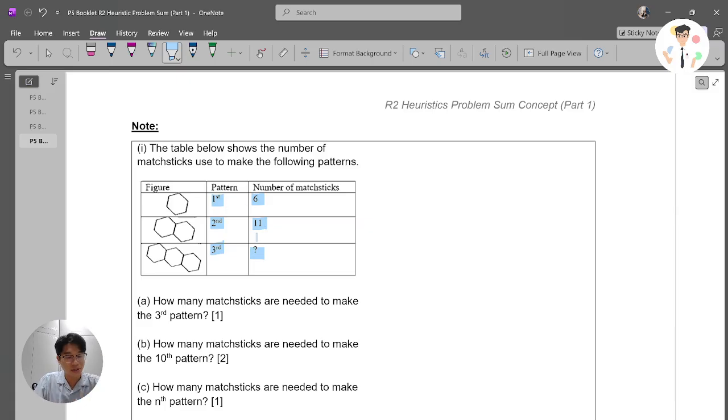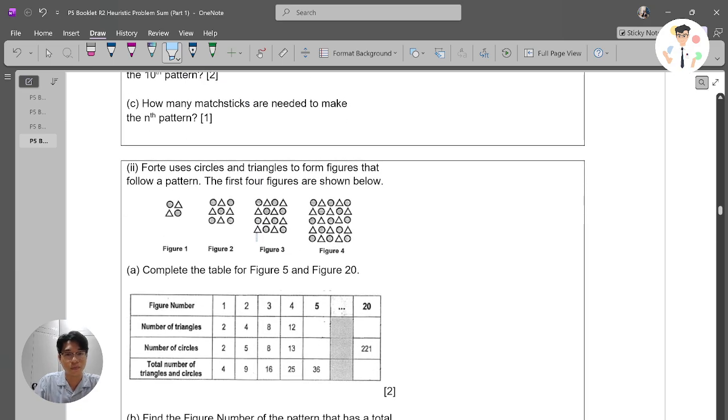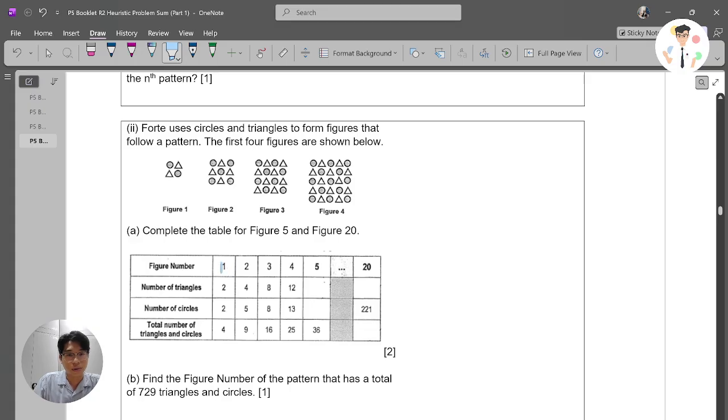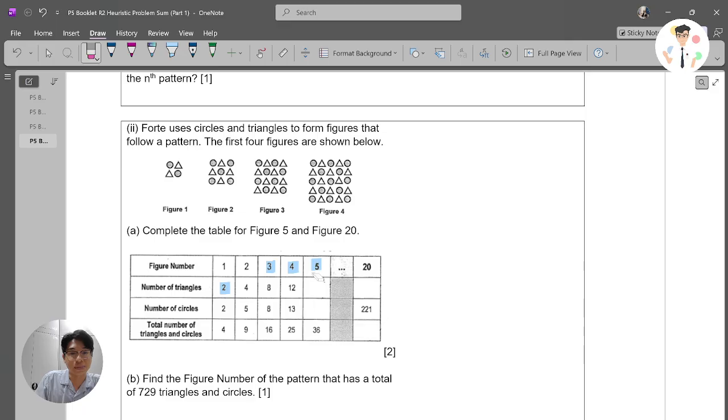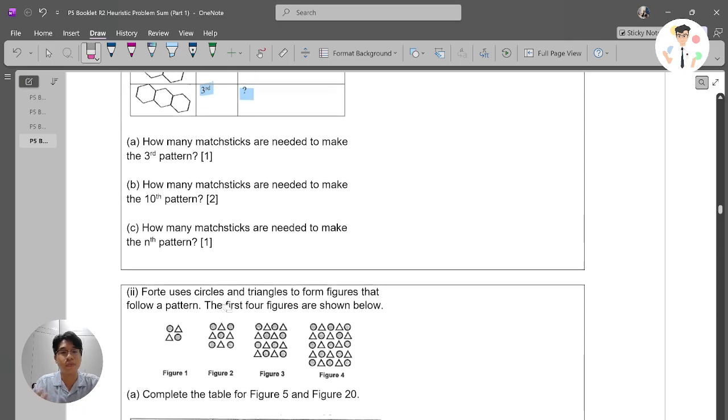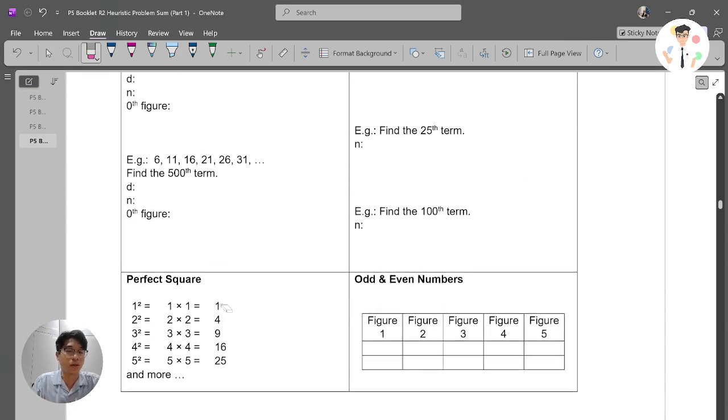Or another example is that you can look at here. This is figure number 1. This is figure number 2, 3, 4, 5. Is there a link between this and this? If you see, 1 times 2 is 2. 2 times 2 is 4. 3 times 2 is 8. It's not 6. 4 times 3 is 12. It's not times 2. Is there a link? No, not necessarily. So this is something that I want you to check every time before you actually start doing the question.